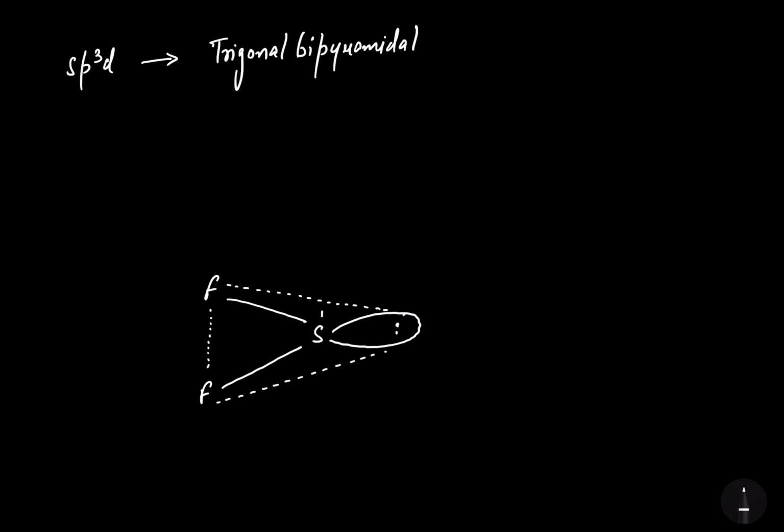Now the fourth fluorine is over here. Sorry, third fluorine is over here, and the fourth fluorine is over here. Whenever we have to name the structure, we don't have to consider the lone pair. So this structure will be named as seesaw structure, but not the trigonal bipyramidal.